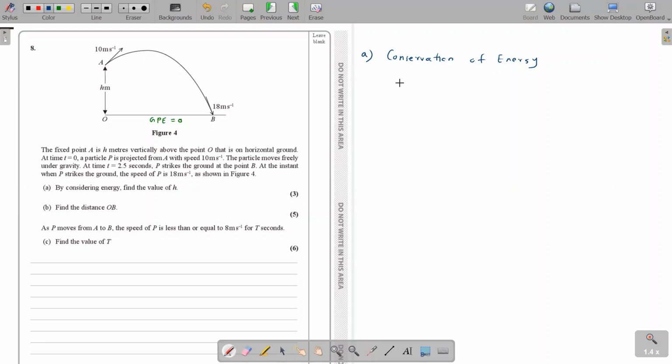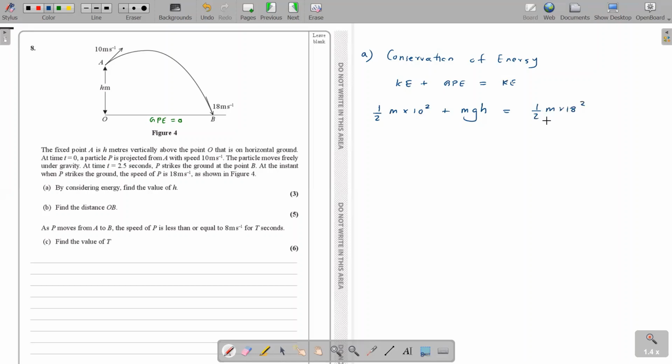So here, the initial energy, kinetic energy plus gravitational potential energy, is equal to what? Initially I have kinetic energy and potential energy. At the very end, at point B, what do we have? It strikes the ground with speed 18, which means we have kinetic energy. Do we have potential energy? No, because it's at the ground. There's no height. So kinetic energy half m into 10 square plus GPE is m g h, where h is the vertical height above the ground, equals kinetic energy half m into 18 square.